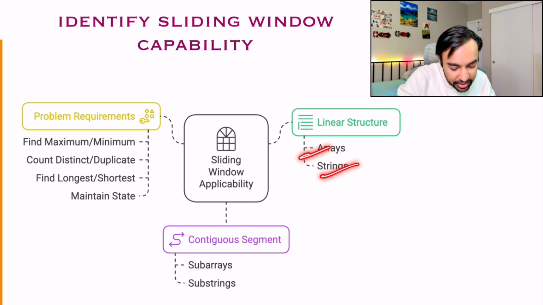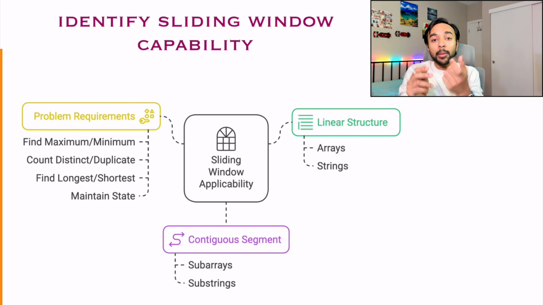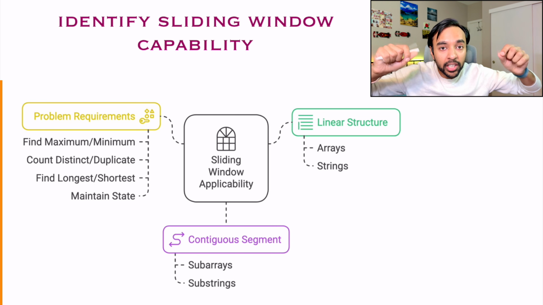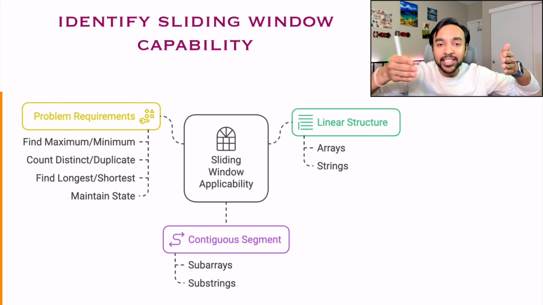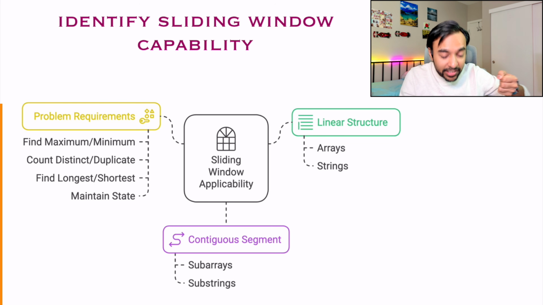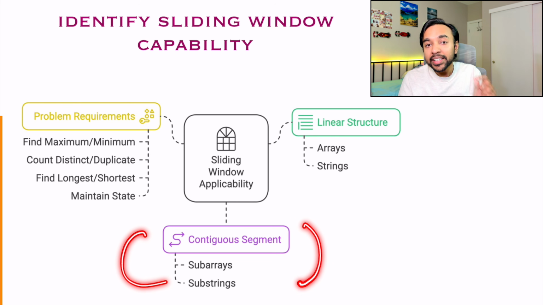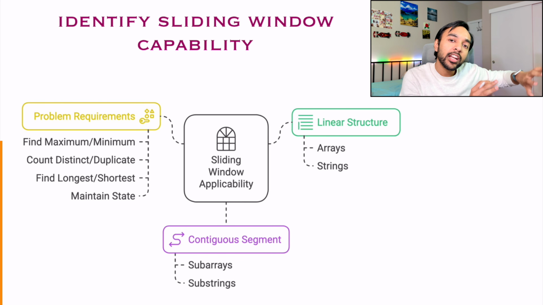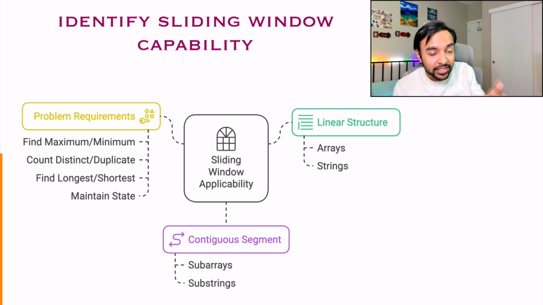So arrays and strings are perfect examples because all of these elements are contiguous and then you can have a window on top of it. That means you are looking at only a certain set of elements. And that is why a contiguous segment is very, very important. Because notice what we demanded in all of our problems. We were looking at sub-arrays, substrings, a part of the string, a part of an array. Those are your major hints.